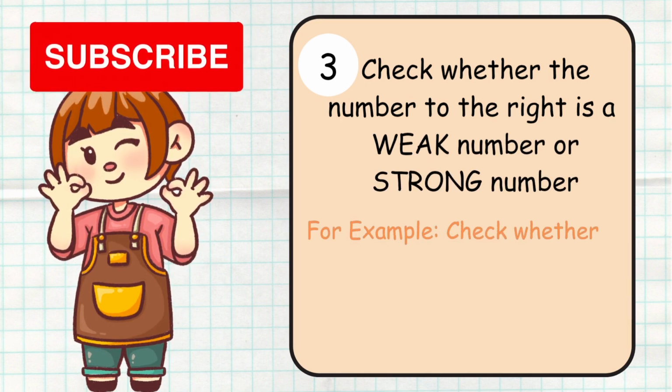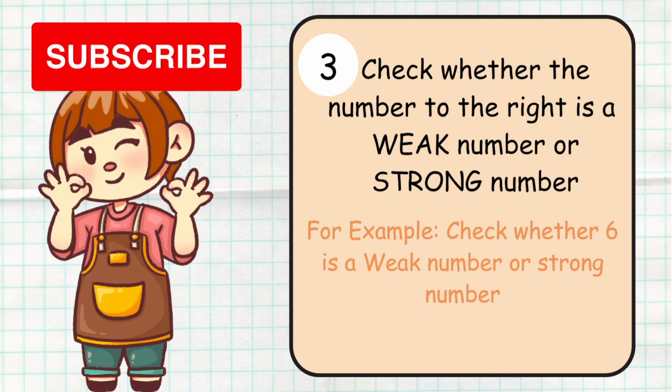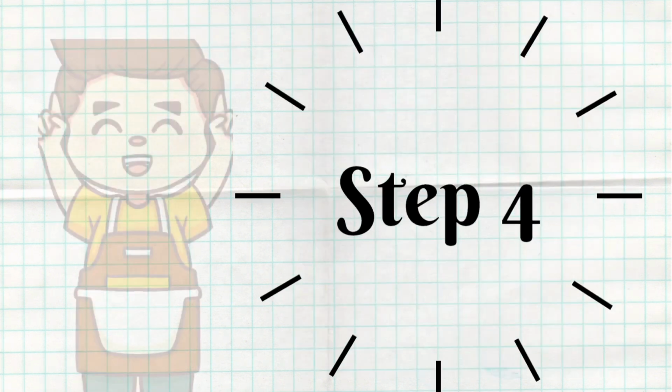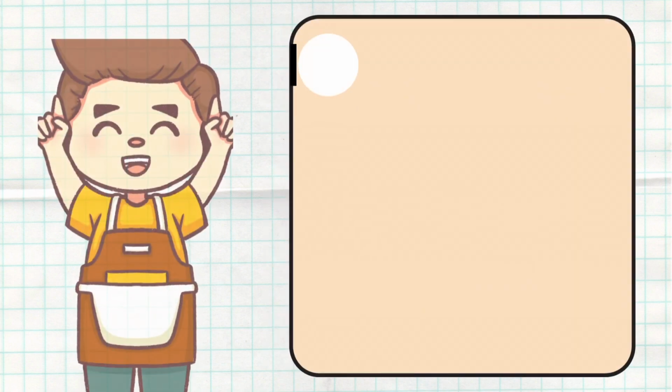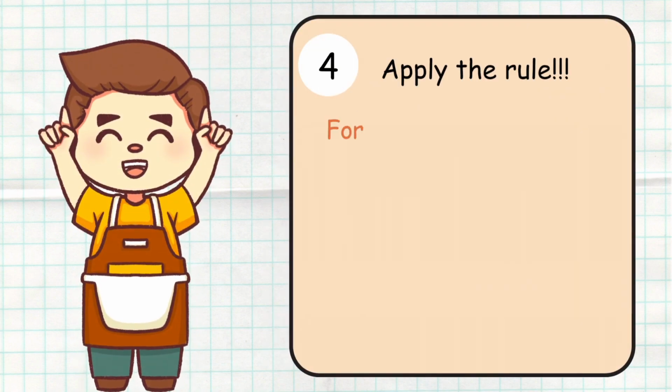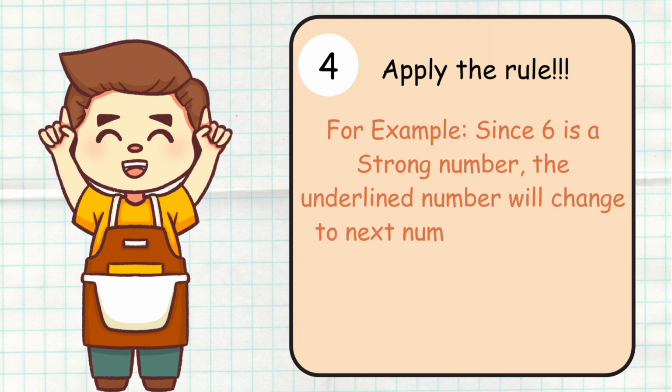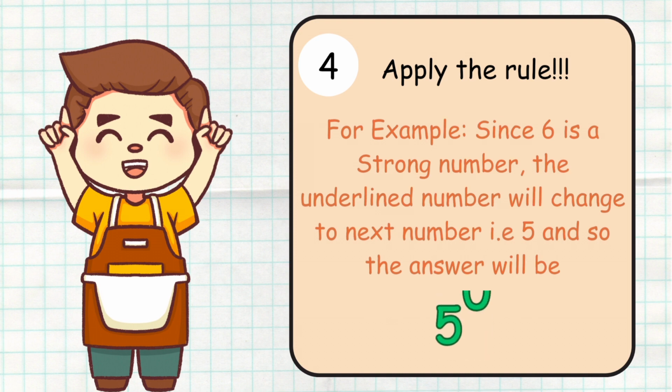For example, check whether 6 is a weak number or a strong number. Oh yes, it is a strong number. So going to step 4. Apply the rule. For example, since 6 is a strong number, the underlined number will change to the next number, that is 5. And so the answer will be 50.